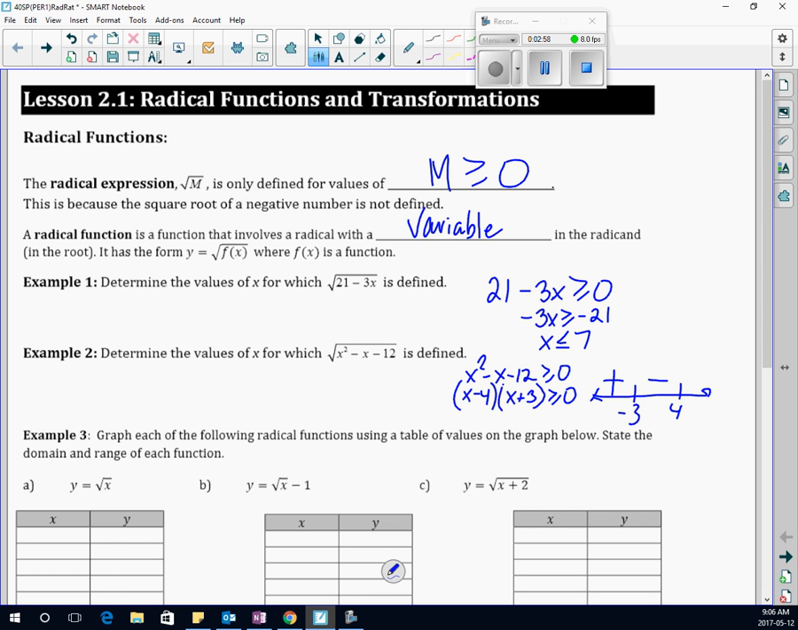And then let's pick something bigger than 4. A billion. If a billion goes in there and a billion goes there, what do I get? A positive times a positive, which gives me a positive. So what's my answer for this? Negative infinity. I'm looking where it's positive. Negative 3, does it include negative 3? Yes, because it's equal to 0 as well. And then union, 4 to infinity. So there's my solution right there.